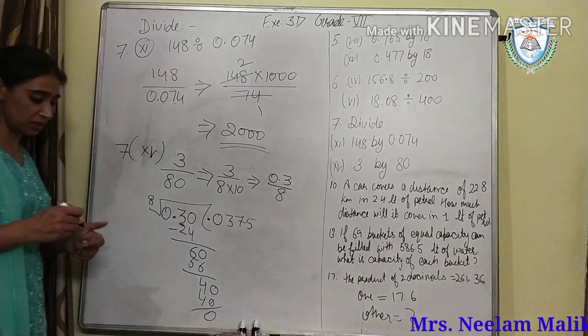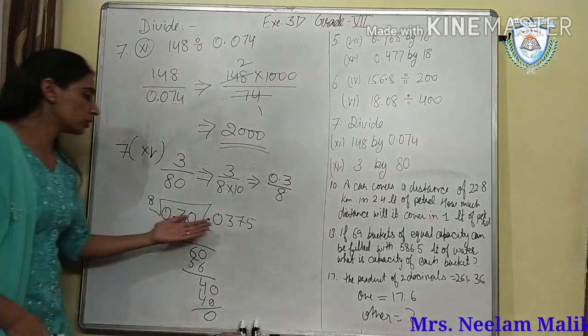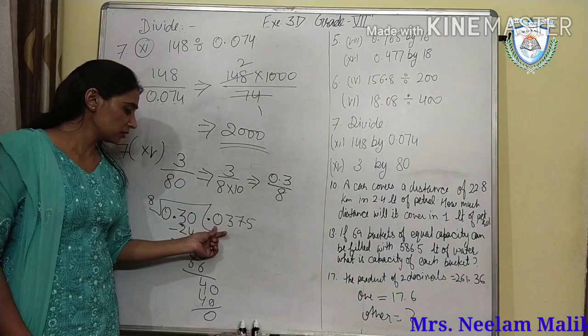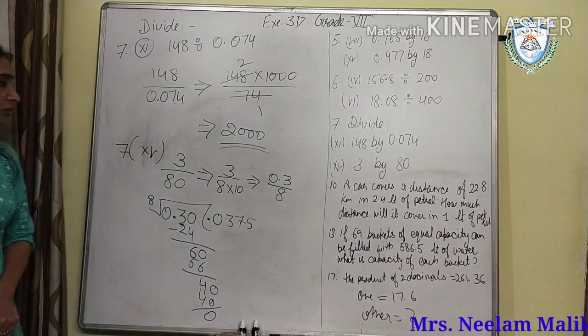Remainder is 0. When the remainder is 0, we will stop there. So what is our answer? Our answer is 0.0375. This is our answer for this.